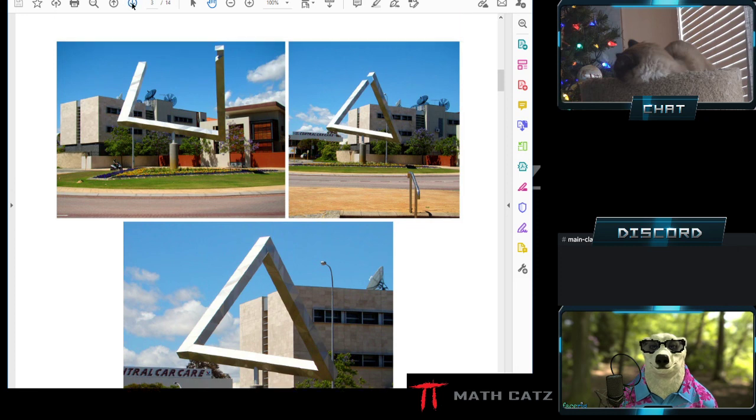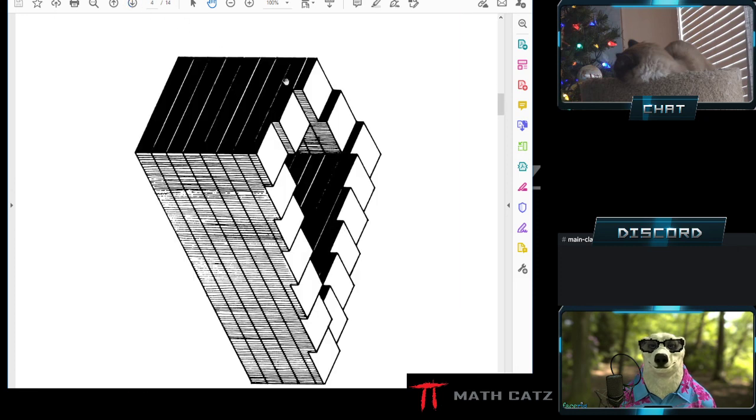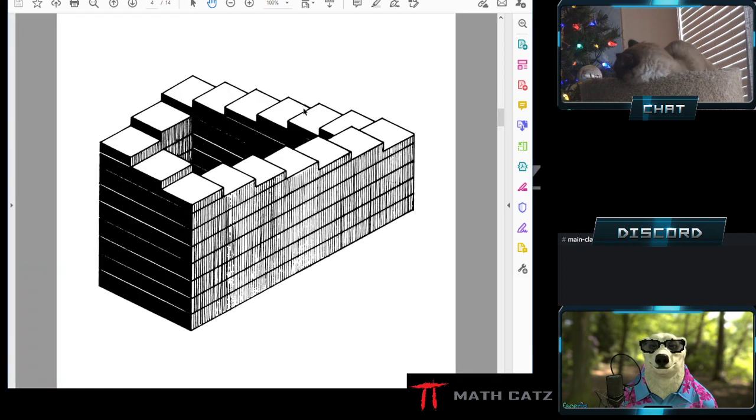Let me go to the next one here. Oh, this one is flipped around. Hold on. And you have this impossible staircase where the stairs go up and up and up, and they never go down. They just go up in a circle. How is that possible? We're exploiting the difference between 2 dimensions and 3 dimensions.